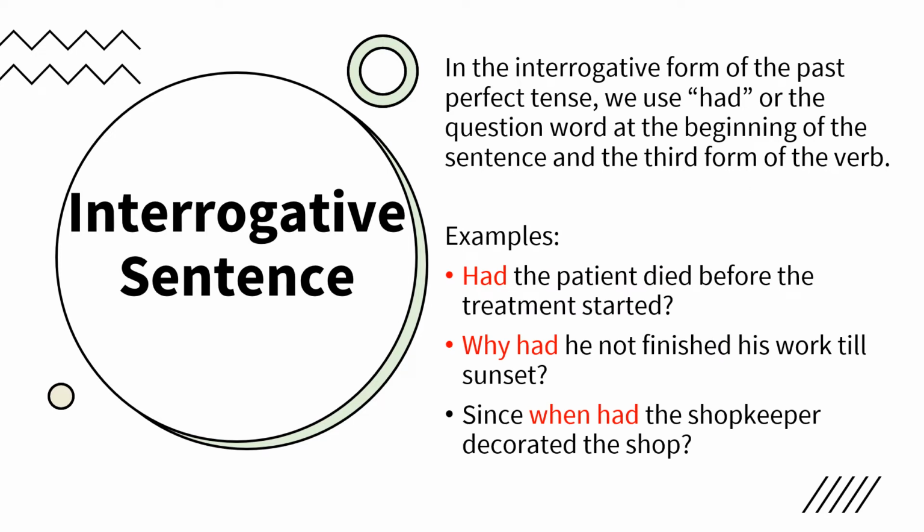Interrogative sentences of past perfect tense. In the interrogative form of past perfect tense, we use had or question word at the beginning of the sentence and the third form of verb. For example, had the patient died before the treatment started? Why had he not finished his work till sunset? Since when had the shopkeeper decorated the shop?